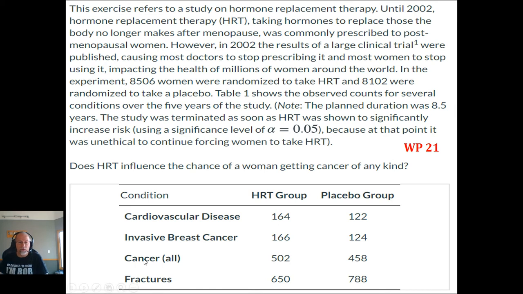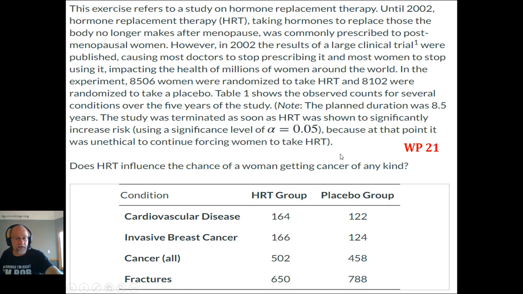All right, so we've got some data here, and you're going to want to copy down this data because we're going to need it for sure. Now remember, we're talking about the cancer all here. We're talking about the 502 out of the total group, which was 8506 right up here. And we're also talking about the 458 right here, cancer all, because we're measuring all cancers, against the 8102.